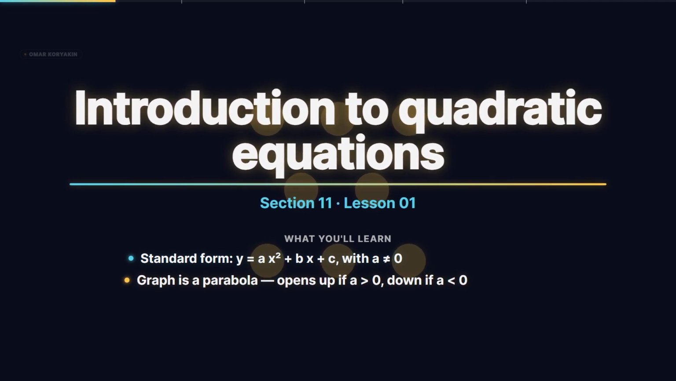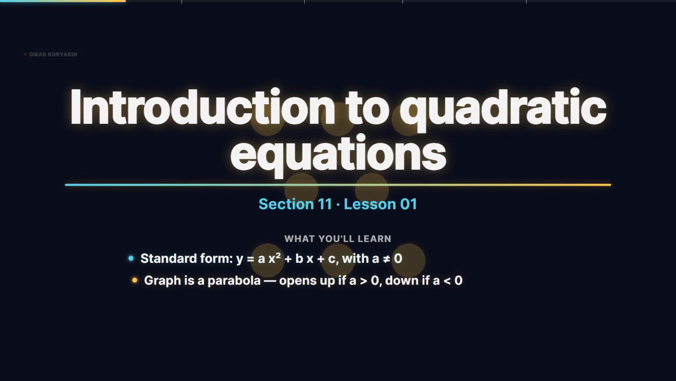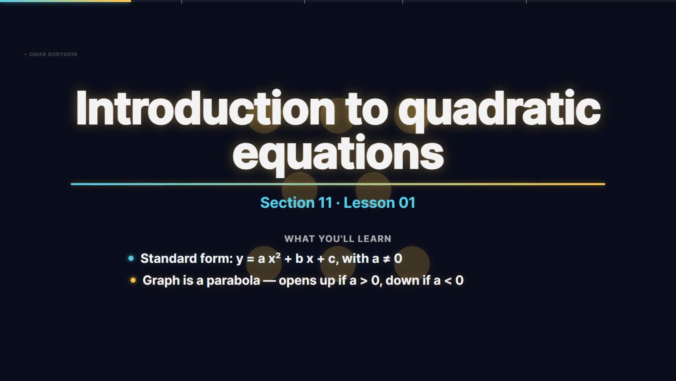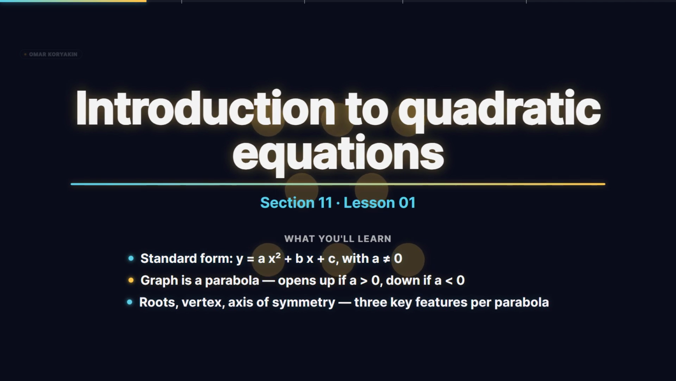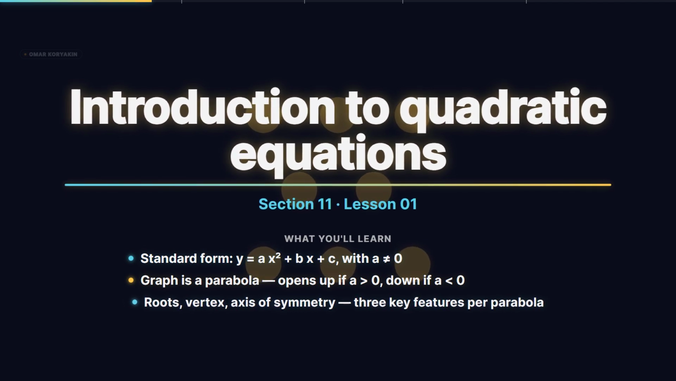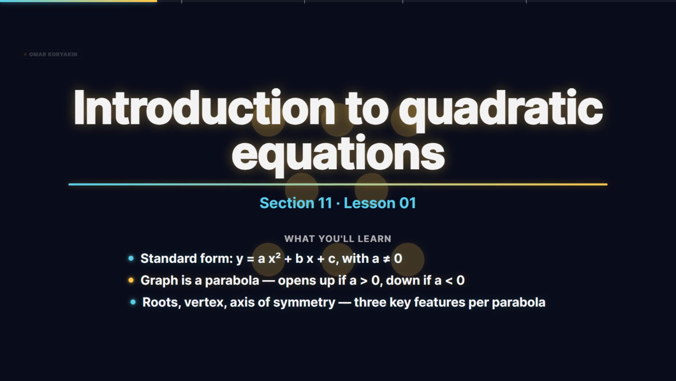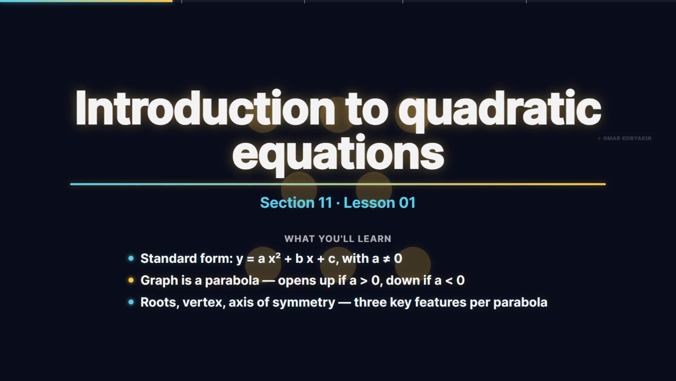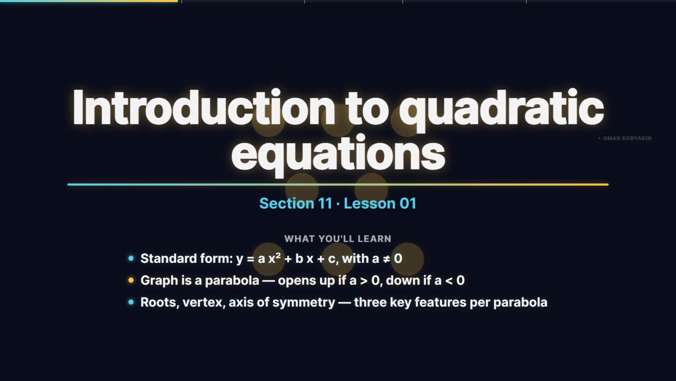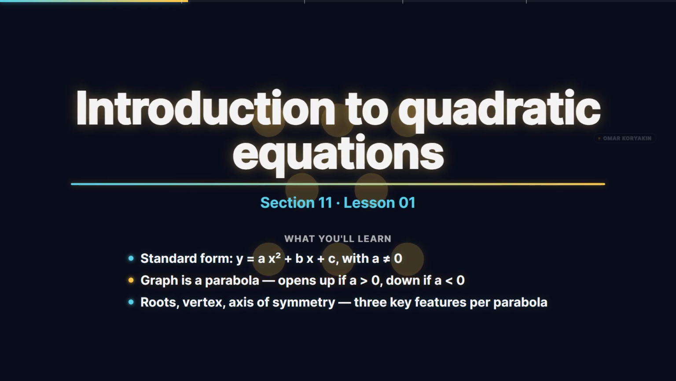The parabola opens upward when a is positive and downward when a is negative. The vertex is the lowest point of an upward parabola or the highest point of a downward one. The axis of symmetry is a vertical line through the vertex. Three features completely describe a parabola: its roots, its vertex, and the direction it opens. Today's lesson introduces all three and shows how they connect to the standard form coefficients a, b, and c.